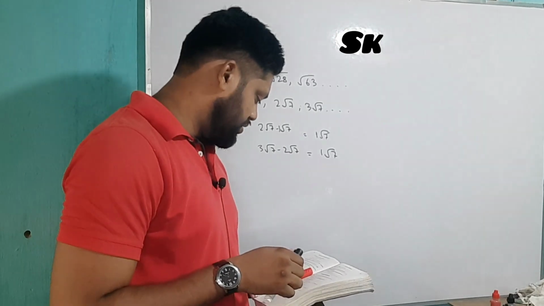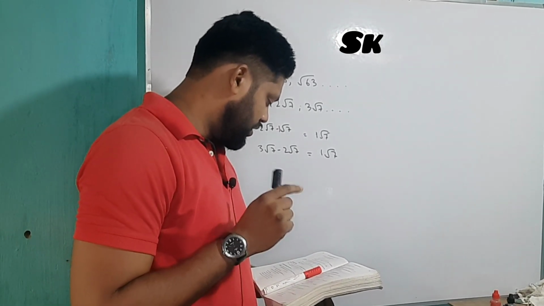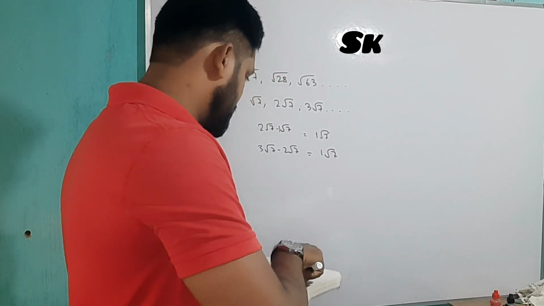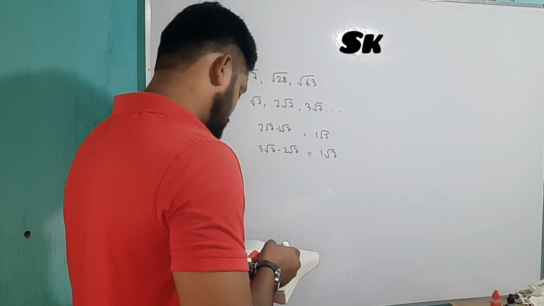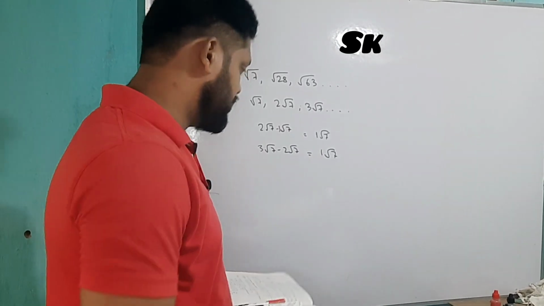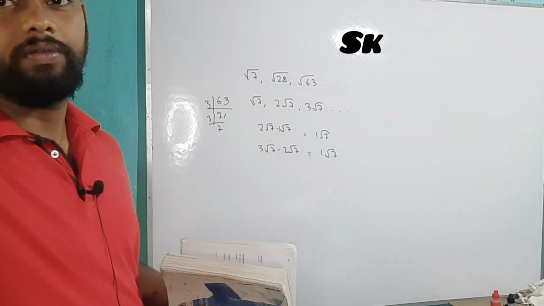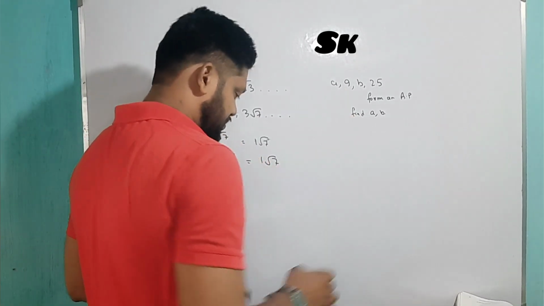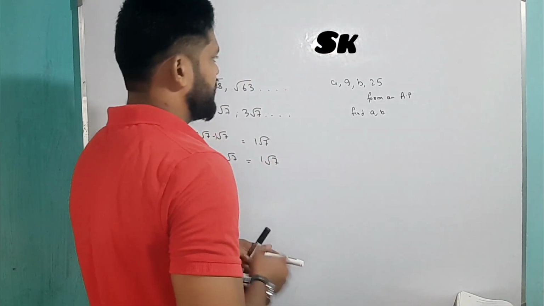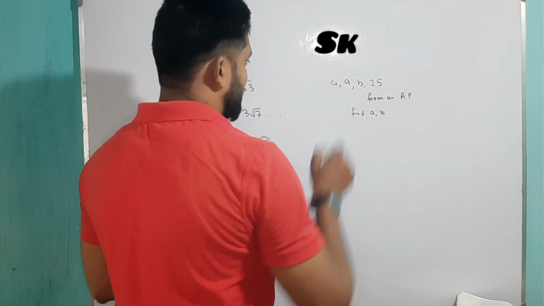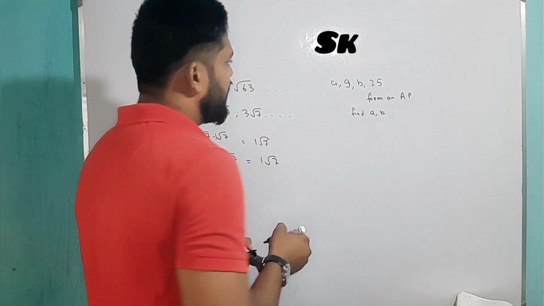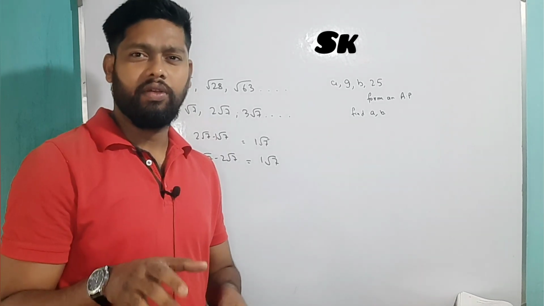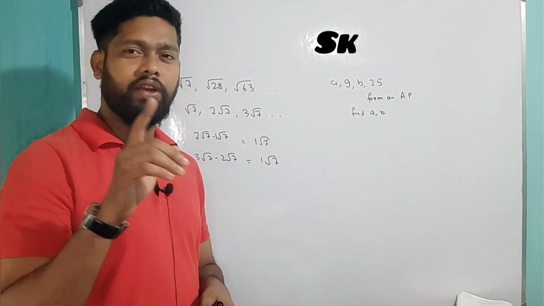Okay, next one: find A and B such that the numbers A, 9 and B, 25 form an AP. I need to erase this one first. So the question says there are numbers A, 9, B and 25 that are in AP, meaning they told you they are in AP. What you need to find out is the value of A and B.